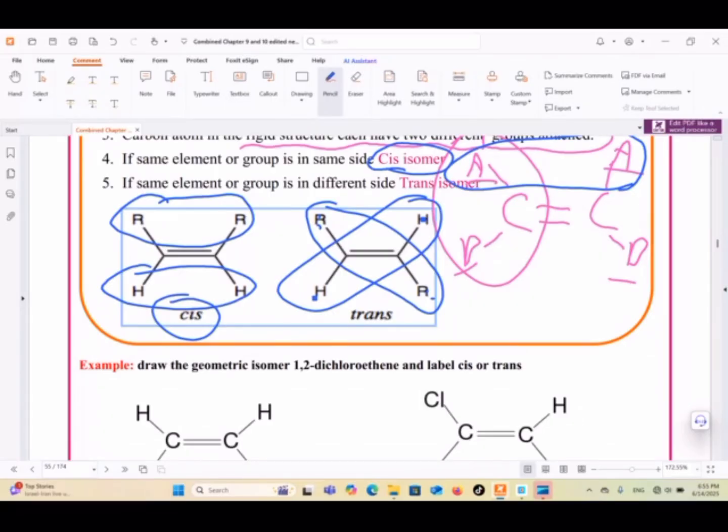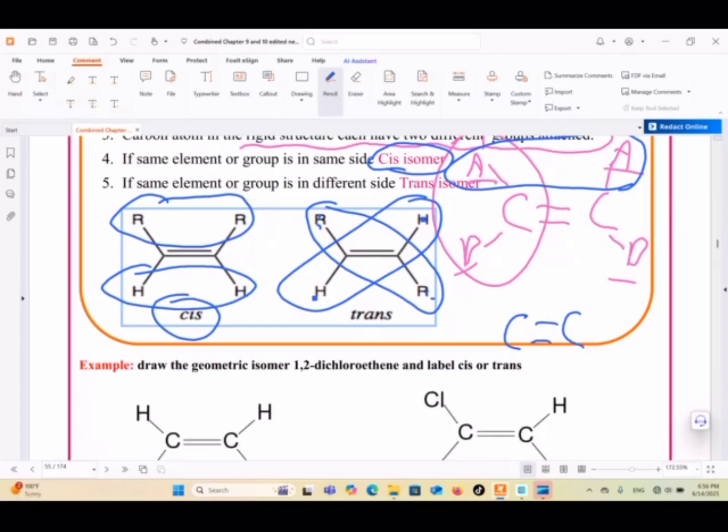And the third condition is what, guys? At least one of those groups must be the same compound or the same group of atoms. At least one of those groups must be the same group. What do we mean? Let me provide an example, guys, in order to understand what we mean by the third condition.